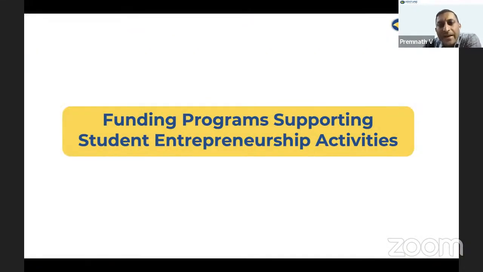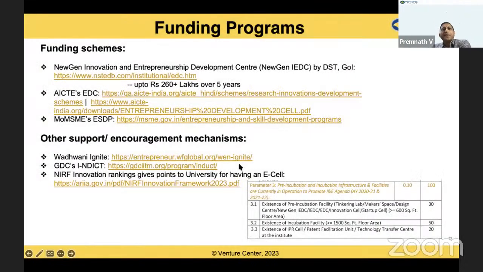There are a few funding programs which are available. I've listed a few, and some supporting programs as well. Of course, this reflects my information, but there are definitely many more as well. So the first one on the top is a program which DST runs, Department of Science and Technology, Government of India. It's called the New Gen Innovation and Entrepreneurship Development Center.